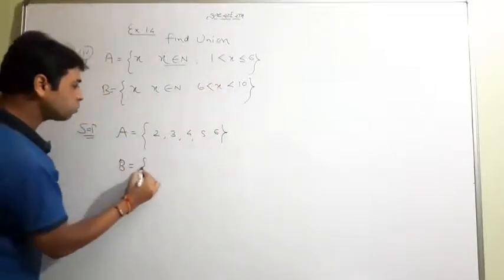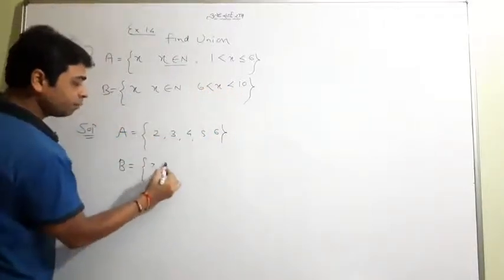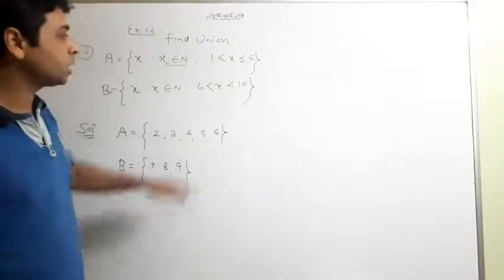And what about B, students? 6 to 10, not equal to here and here. So we'll start with 7, 8 and 9. I can't take 10 because it is not equal to here.